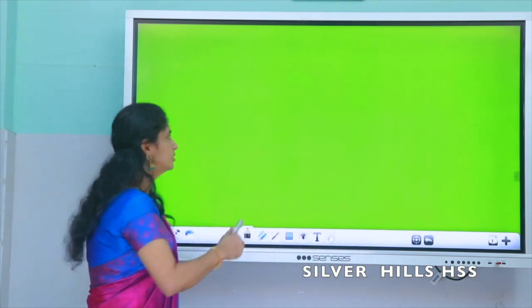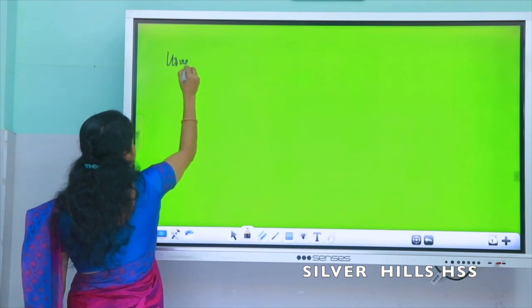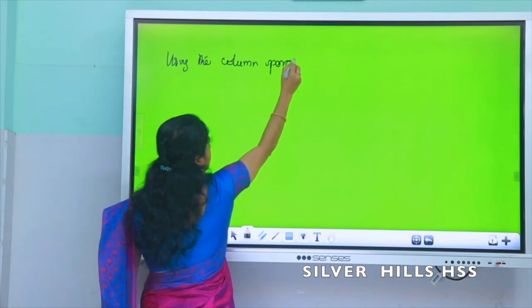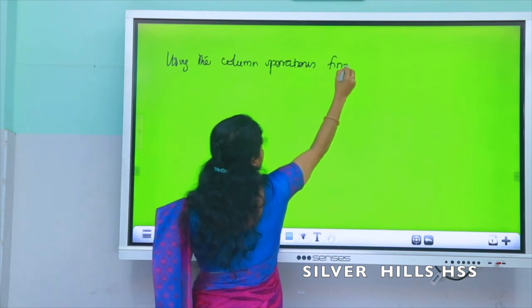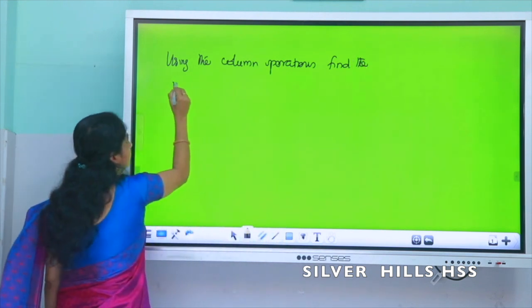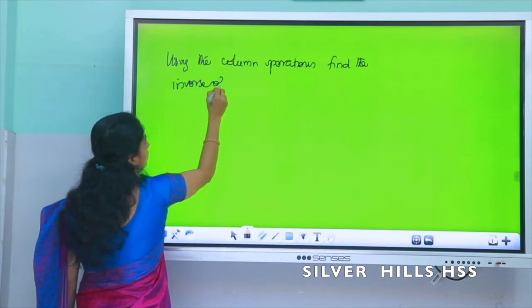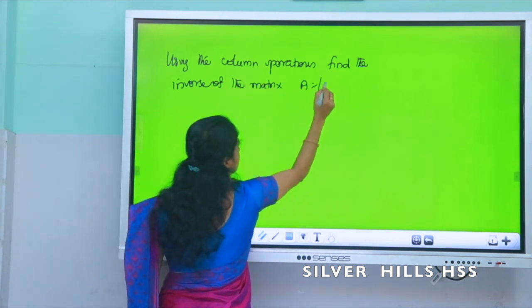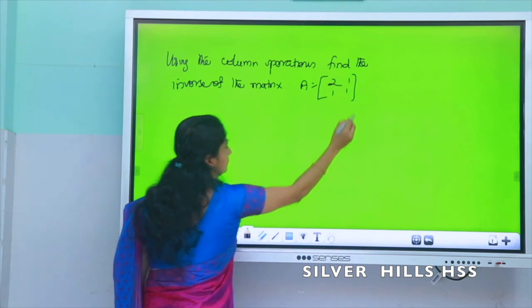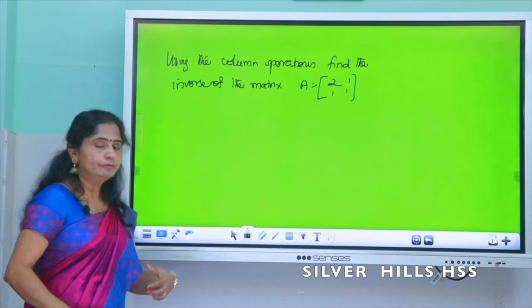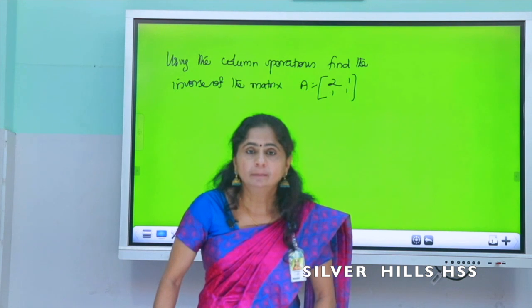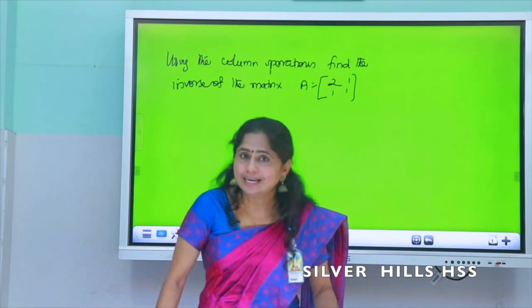Now, let us do the problems under column operation. So, using the column operation, find the inverse of the matrix A is equal to 2, 1, 1, 1. We are going to find the inverse of the matrix A is equal to 2, 1, 1, 1 by column operation. So, let us recollect the theory.